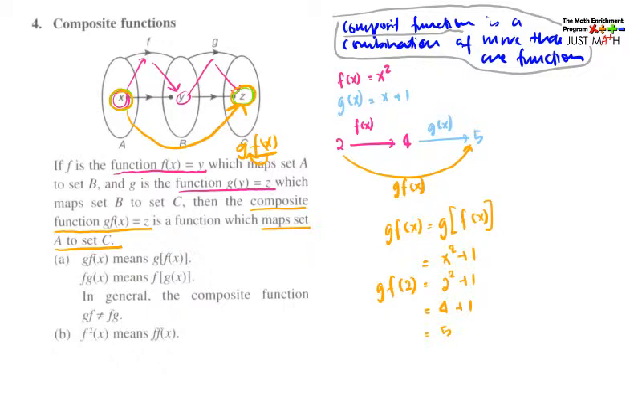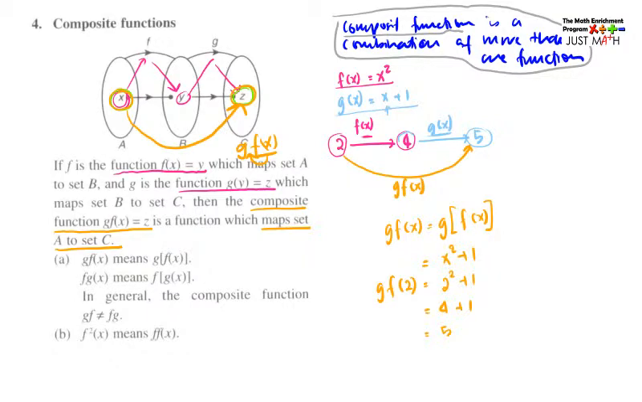Let's take a look at one example here. If f(x) = x squared, if the object is 2, you put it into function f(x) and it points to 4. And 4, if you put into the function g(x), you get 5. So g(x) is actually x plus 1. If you input 4 into x here, you get 5.